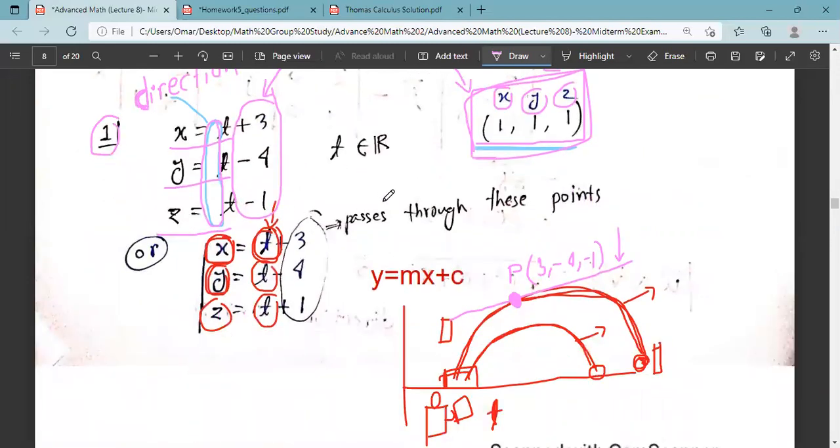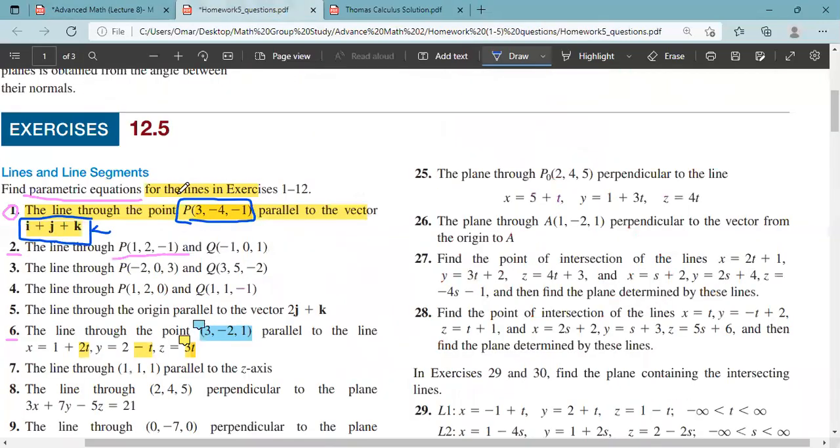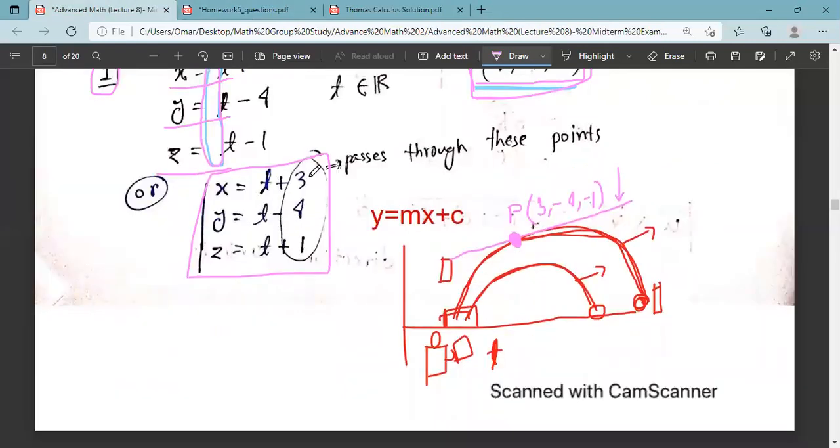And then 3, -4, -1, and then the next equation is the same as before. Okay, there is no change. So this is the parametric equation, I mean this is the answer. This is the line that passes through this point and is parallel to this vector. Okay, I mean this is the equation for that line. So we have three separate equations here.